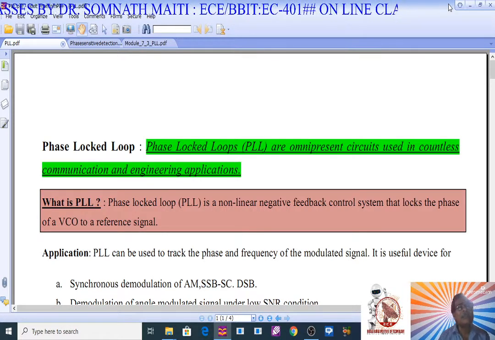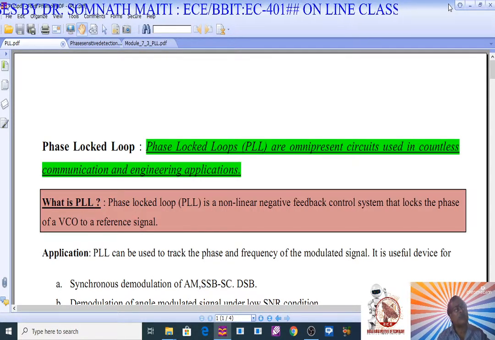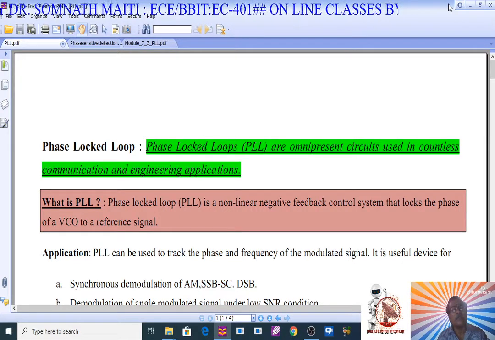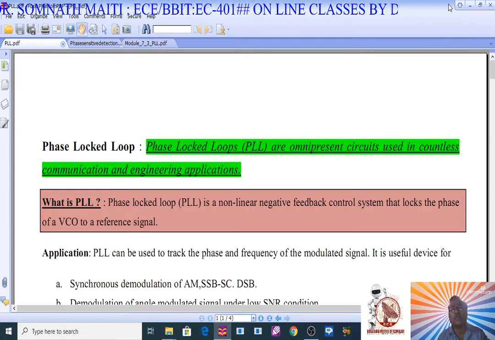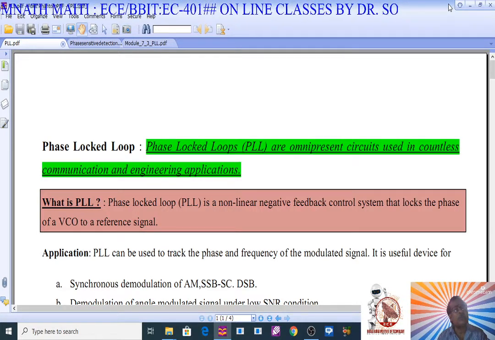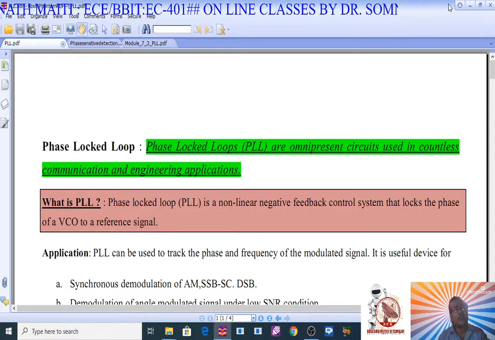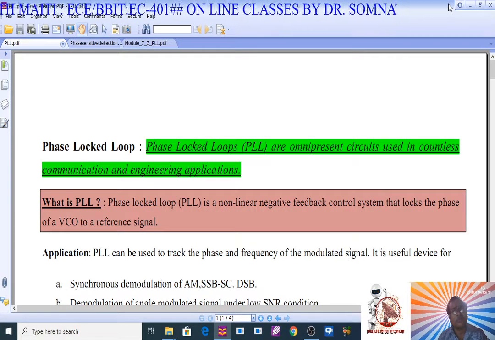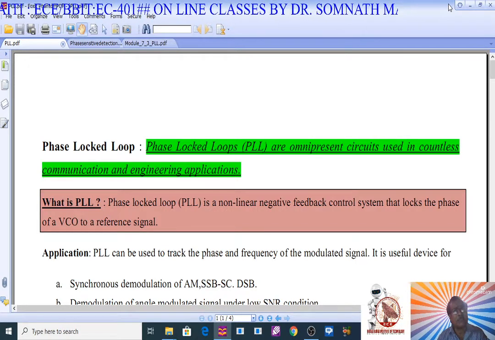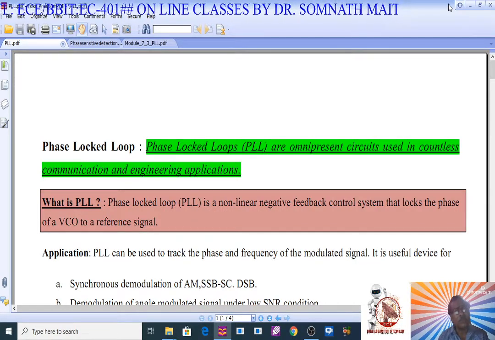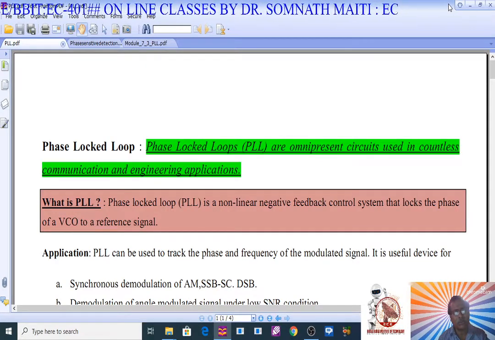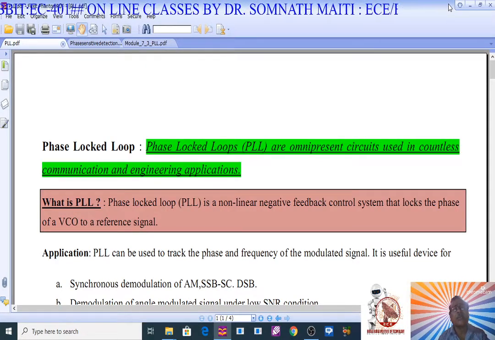Now let's start with what is PLL. Phase locked loop is a nonlinear negative feedback control system that locks the phase of a VCO to a reference signal. Let me explain the meaning and the significance. Nonlinear, which doesn't obey the superposition theorem. Okay, negative feedback.